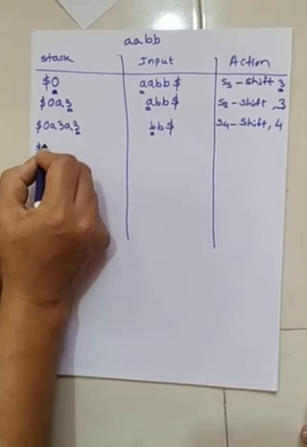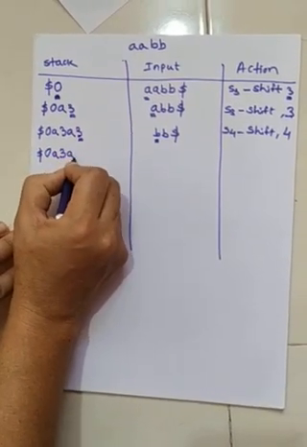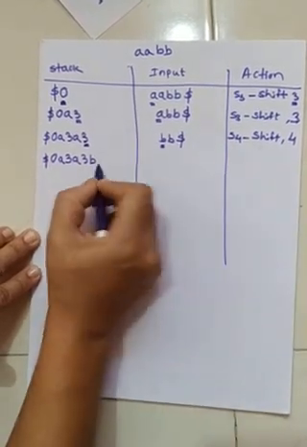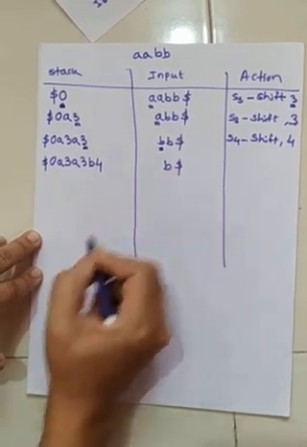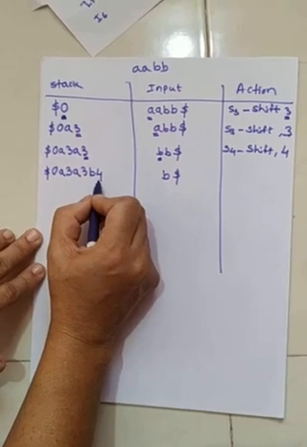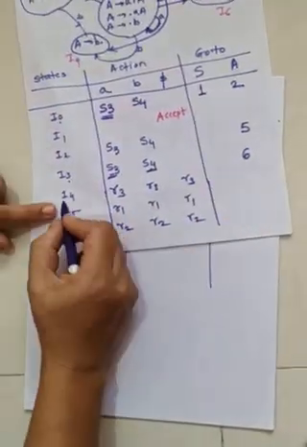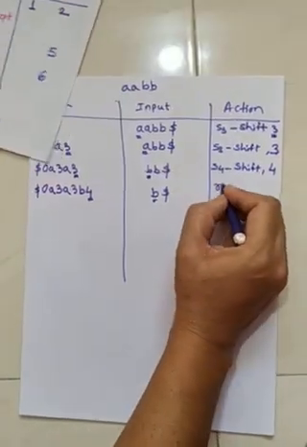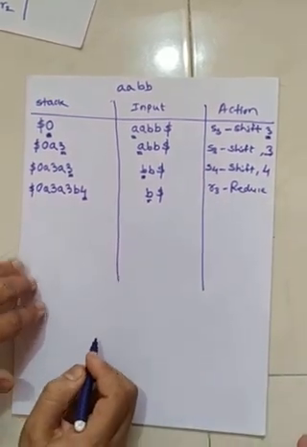So $0 A state 3 A state 3. This B will get shifted here and go to state number 4. This B will be as it is. Now next we have to compare state 4 with terminal B. So here state 4 terminal B is R3 action. Now R3 action means a reduce action. It is a reduce action.